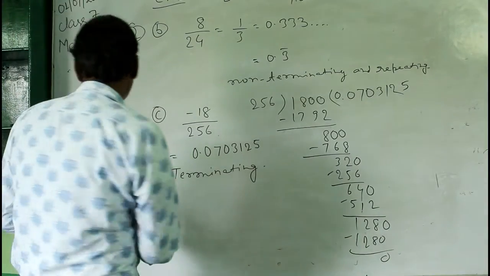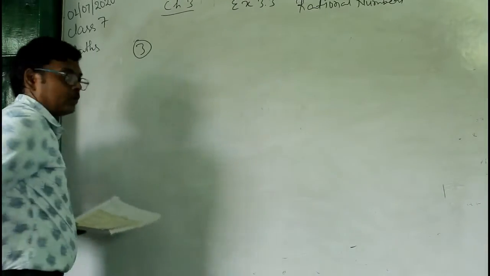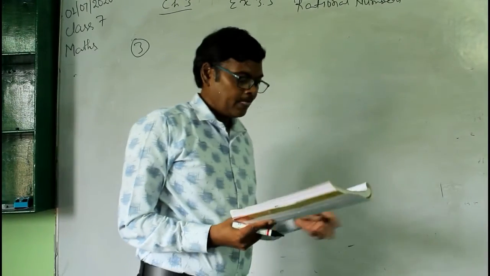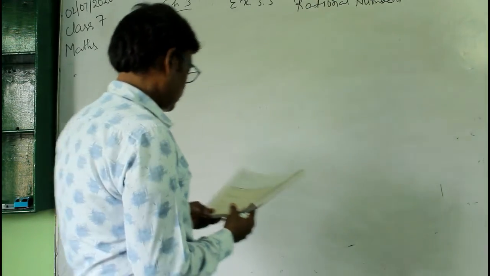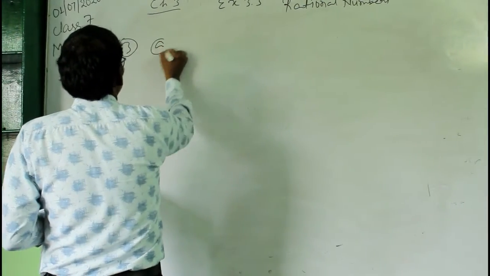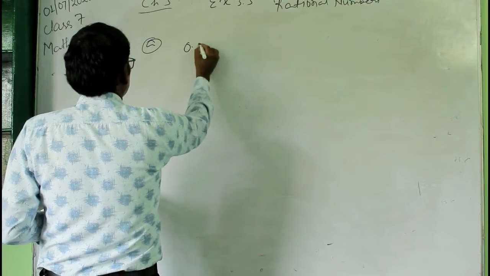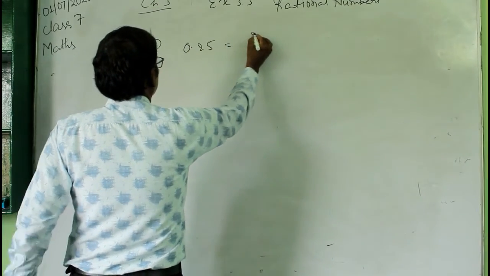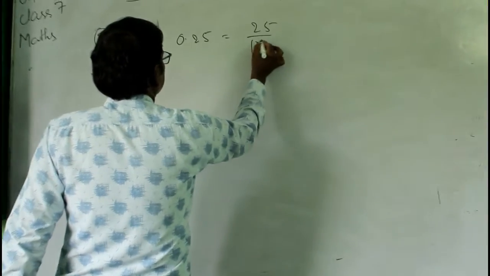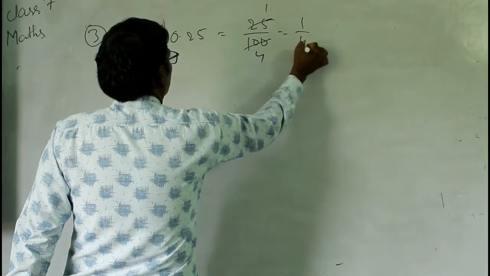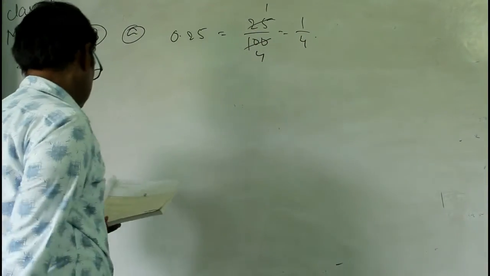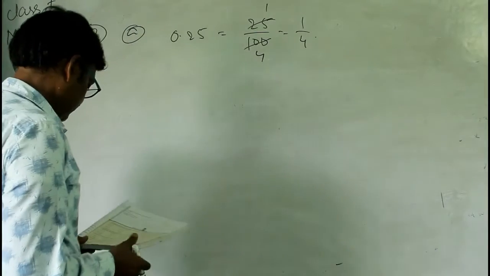And next question now. Question number 3. Express the following as rational numbers. Question number A, it is 0.25. So it will be 25 by 100 and then cancel by 25, and it will be 1 by 4. So this is the answer of this question A.